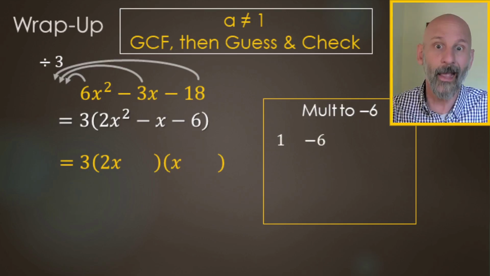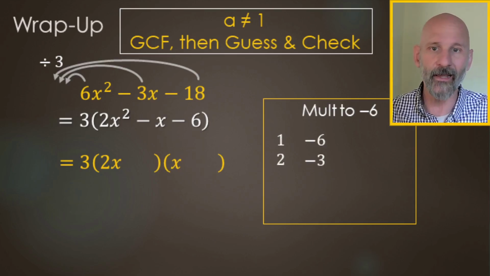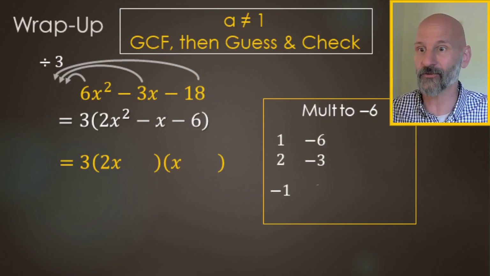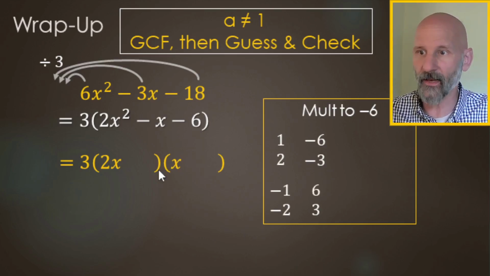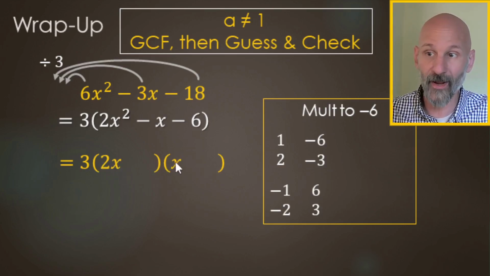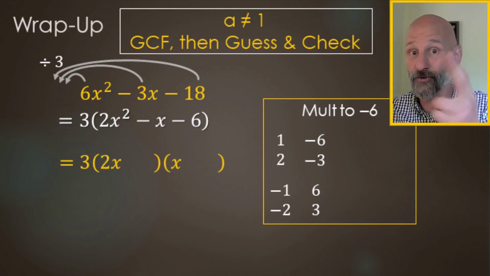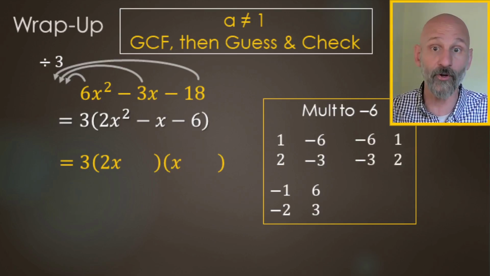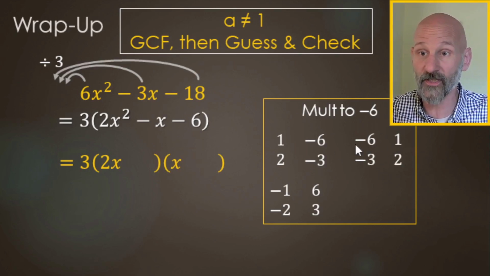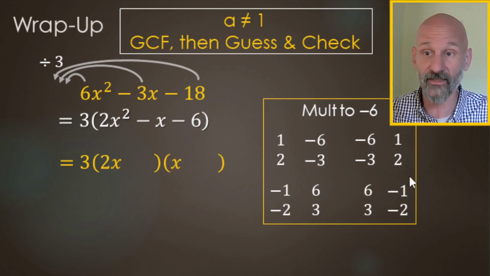We can go 1 and negative 6. We can go 2 and negative 3. We can switch the negative on these, right? So it'll look like that. And that's because we have different firsts, right? We have a 2x and an x. We have different firsts. Then we can also switch the order of the actual numbers, like these ones switched here to here, and then these ones switched here to here. So instead of -1, 6, it's 6, -1. And then you just start making your guesses.